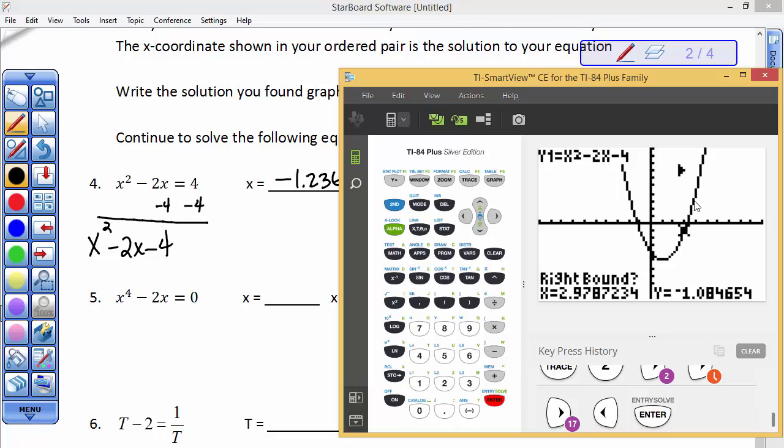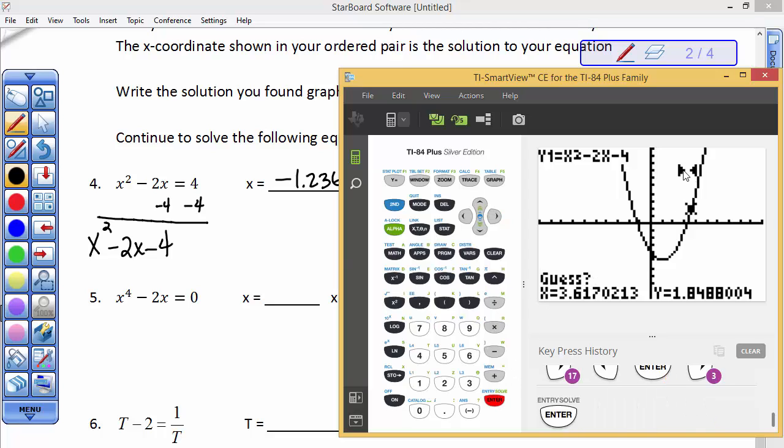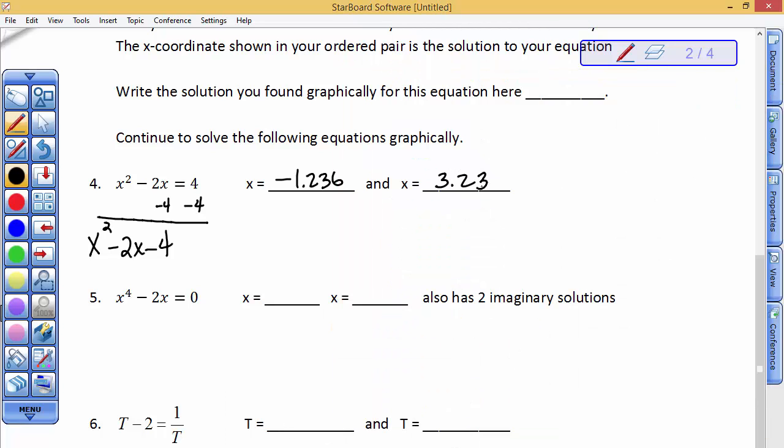So it's going to search in this tiny window I gave it to go look for that x value. When it says guess, I have to hit enter again. I thought it was 3 point something. It's 3.236 is the other solution to this problem. Well, let's take those values now and put them into the calculator and check them out.